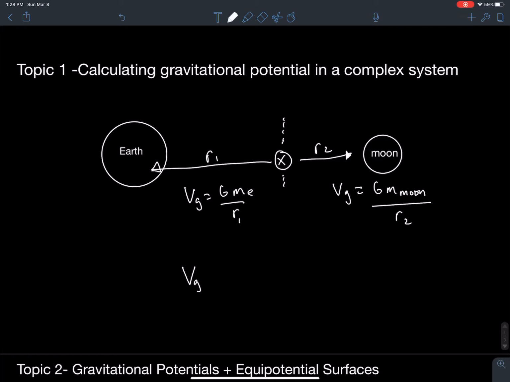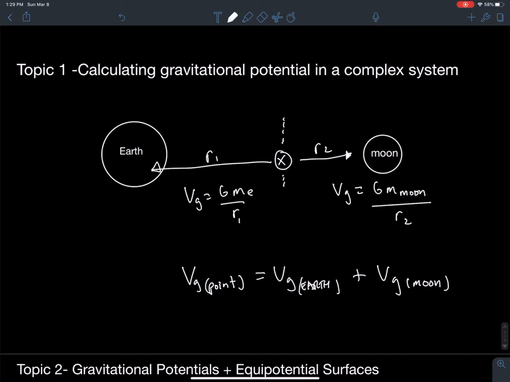Okay, and to find out the total gravitational potential at this point, right over here, the gravitational potential at that point is going to be equal to Vg due to the Earth plus Vg due to the moon. So they're additive. The gravitational potential there is going to be influenced by both the gravity of the moon and the gravity of Earth, and it's going to be large. The gravitational potential energy of that object will be larger due to the fact that there's two point masses there.